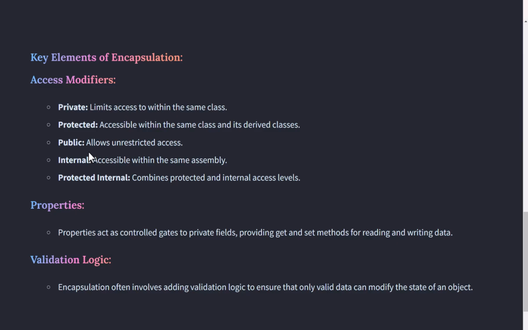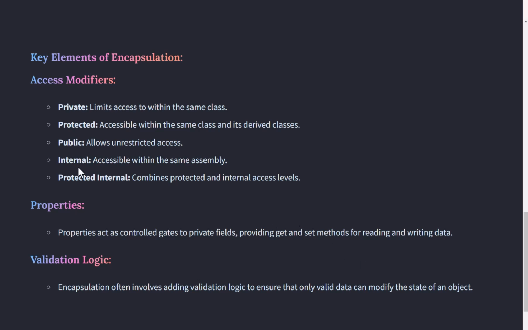It's accessible from anywhere. With that one, be careful: exposing too much data can lead to tight coupling and maintenance headaches. So you might use public for members that form the external API or interface of your class, or when you want maximum accessibility.